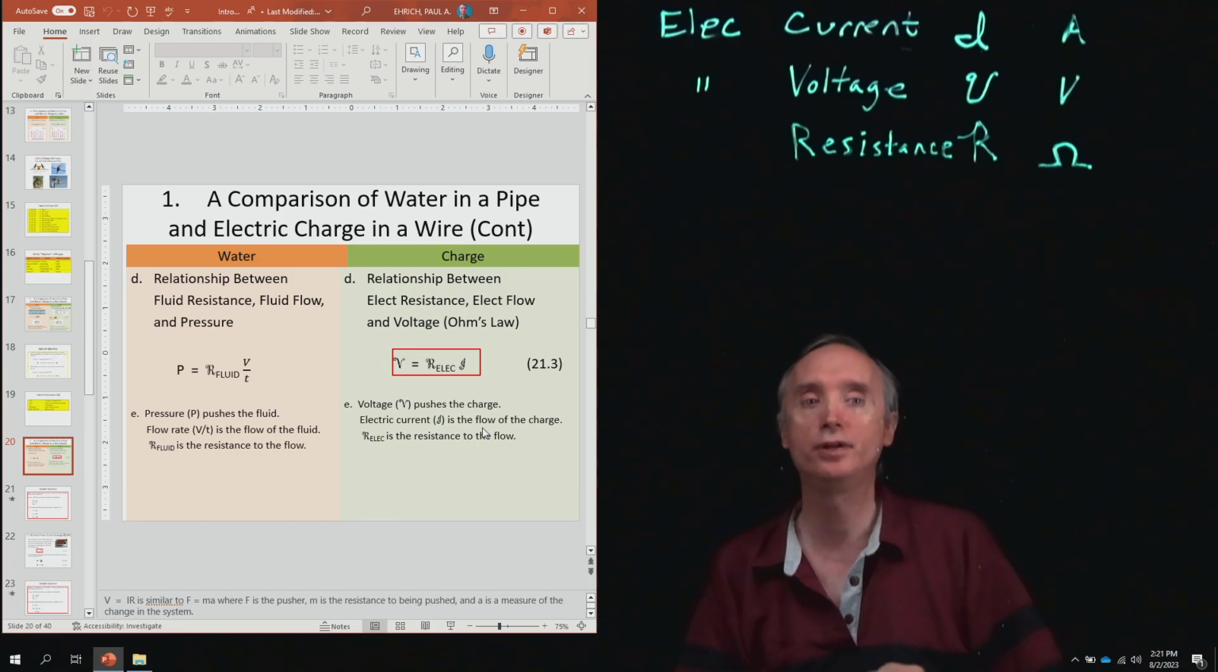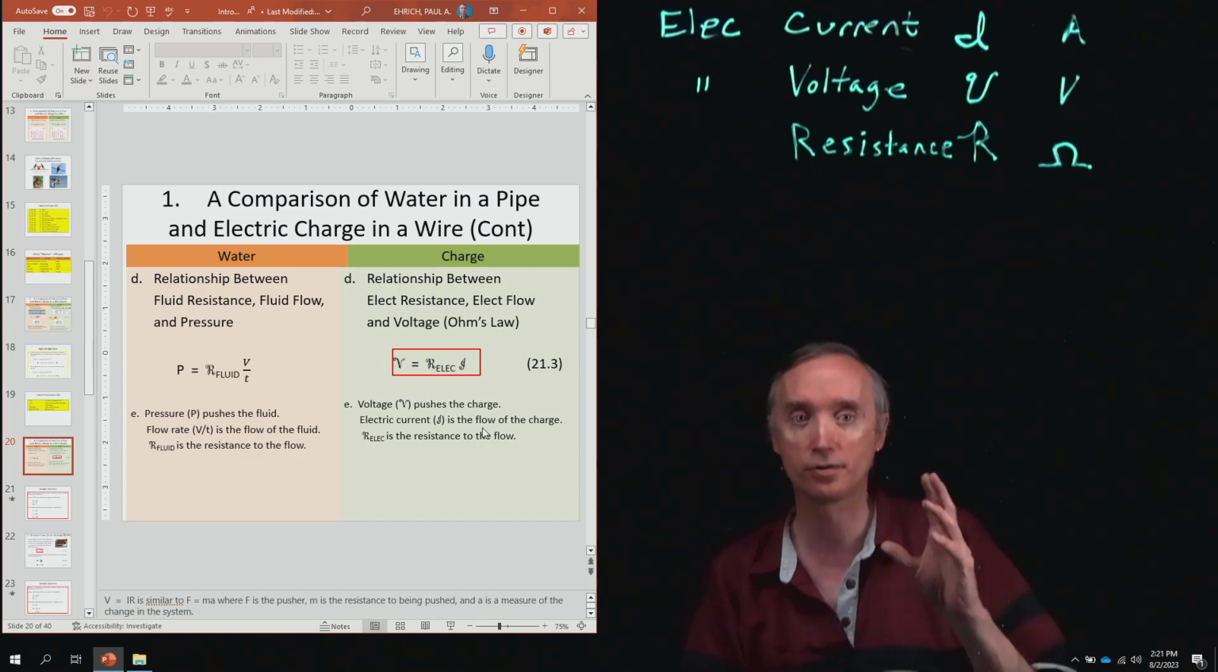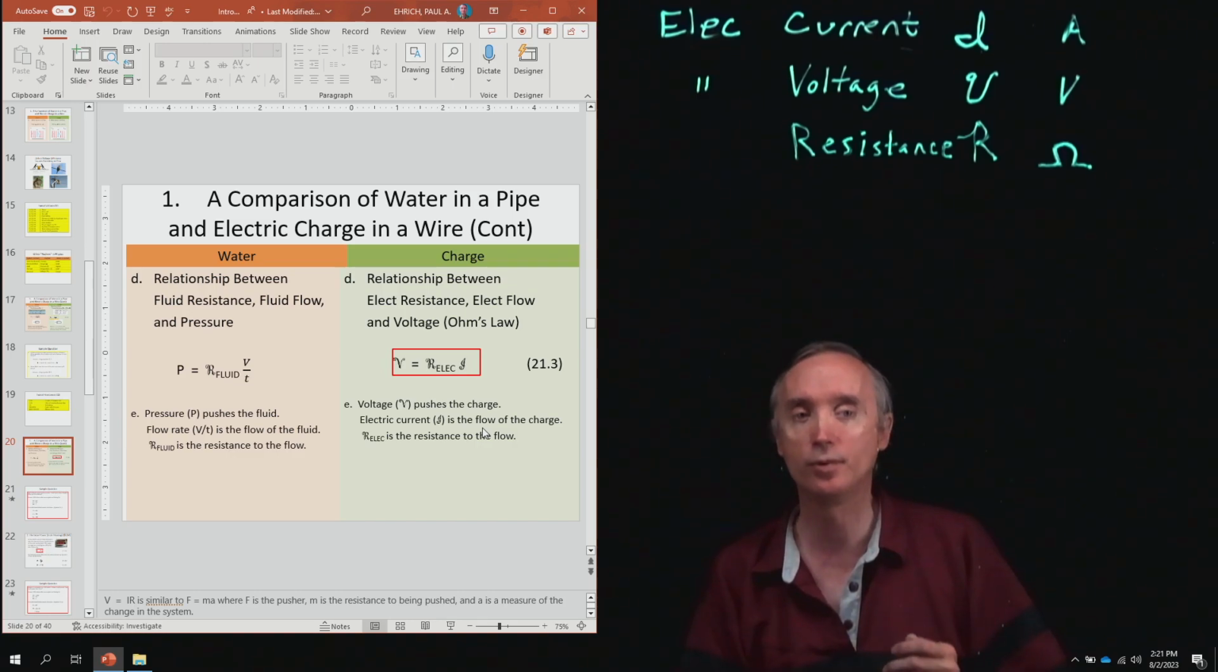Okay, so now we know that the flow of the electricity is going to be called the electric current. The thing that is going to be pushing the electricity through the wire is going to be a voltage, and the thing that's going to be slowing down the flow of the electricity is going to be the electrical resistance. So those are our three quantities. And so now we want to put them together.